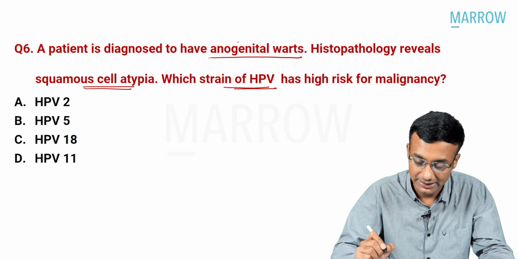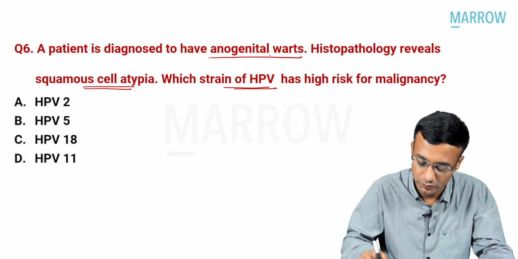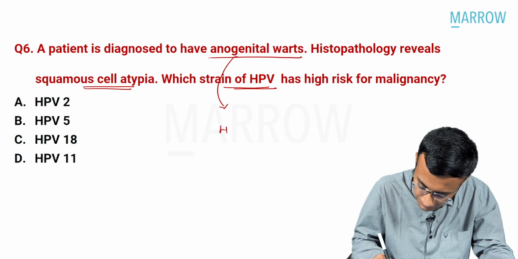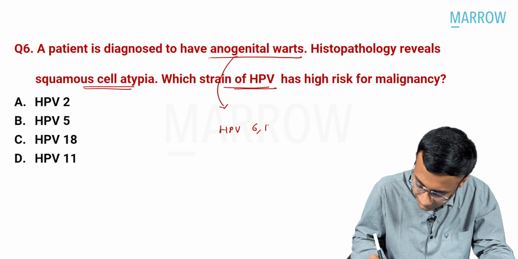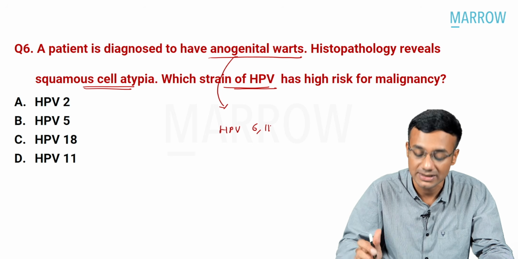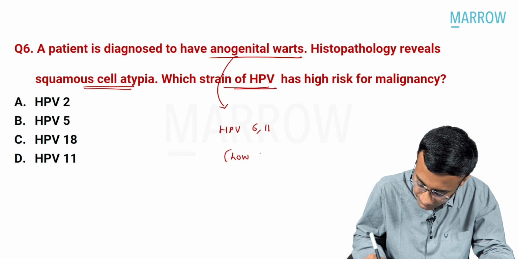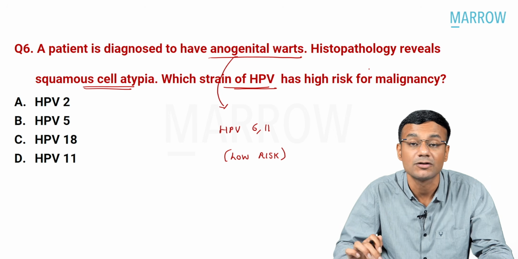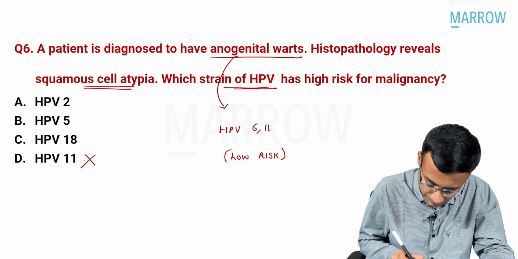So we need to remember that usually anogenital warts are produced by HPV 6 and 11. But please remember students, HPV 6 and 11 are low risk HPVs. They are low risk HPVs. The question is asking high risk for malignancy. So HPV 11 cannot be the answer.